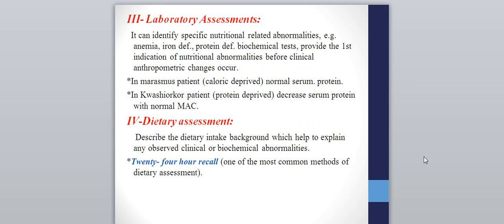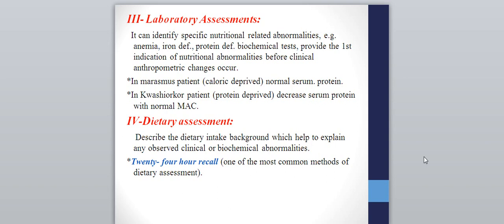Laboratory assessment also is important. It can identify specific nutritional-related abnormalities. For example, anemia can be detected by checking hemoglobin level and the MCV level. Iron deficiency is also important because many anemic patients have iron deficiency anemia. Protein deficiency can be estimated by checking serum protein level and other biochemical tests. Here it provides the first indication of a nutritional abnormality, even before clinical and anthropometric changes occur. So lab investigation is important, mainly in early stages.